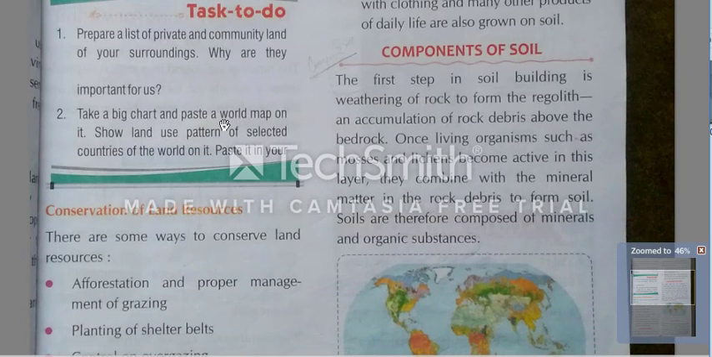And next is: take a big chart and paste a world map on it. Show the land use pattern of selected countries of the world on it. So this is the second assignment that you will do. First, just paste a big chart on the wall and then paste a world map, find out some selected countries and also show the land use pattern. Clear?